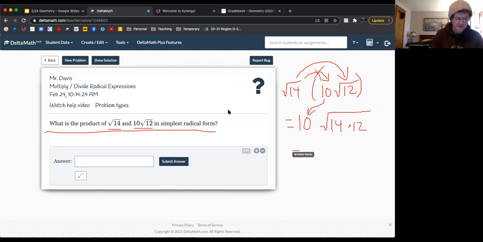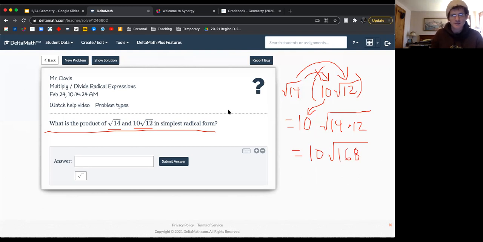And if I do 14 times 12, I'll actually plug it in. 168. See, good thing I'm not counting on my mental math. So there it is, 168. Now this is not as simple as I can make it. So if I just plug this answer in, that's not going to be sufficient.